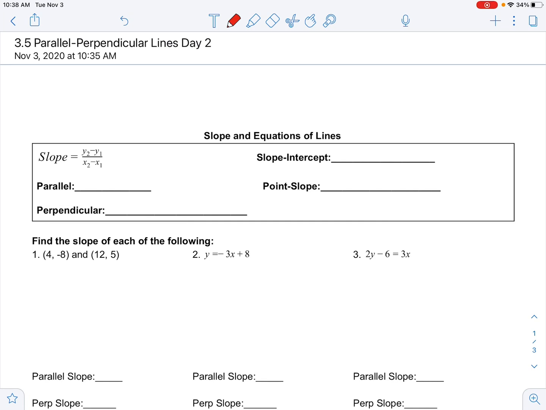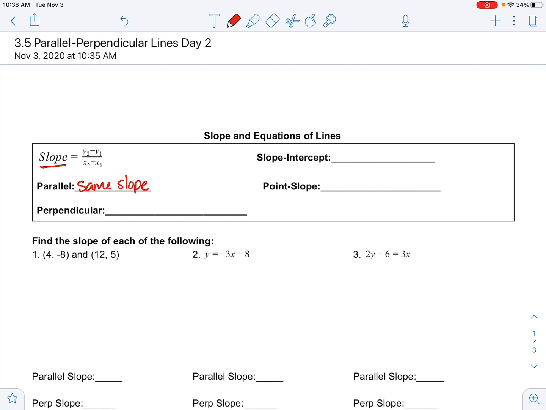So just a little bit of review before we get started. On Monday and Tuesday, we talked about parallel and perpendicular slopes. So your slope equation is right here, and you want to make sure that you have that in your notes. Now what we talked about on Monday and Tuesday was parallel lines have the exact same slope. The lines will never touch.